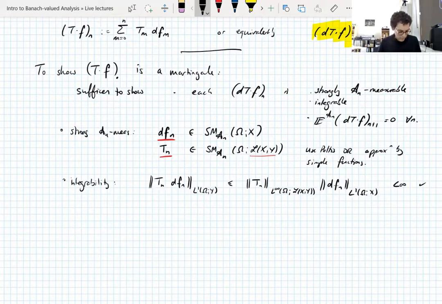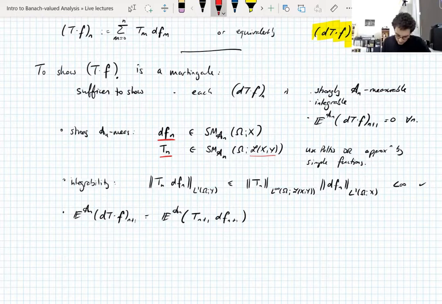And as for this property of the conditional expectations, well, you write out the definition, you get Tn plus one, dFn plus one. And then you notice that this Tn plus one is An measurable, because we assumed that T was predictable, not just adapted, but predictable. And a key property of conditional expectations that is in one of the exercises, which one is it? 3.7. If you take a product of an An measurable function and another function, and you take the conditional expectation with respect to An, you can take that function out of the conditional expectation for free.